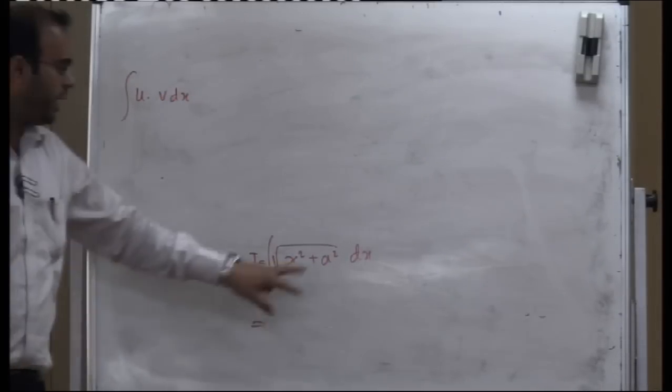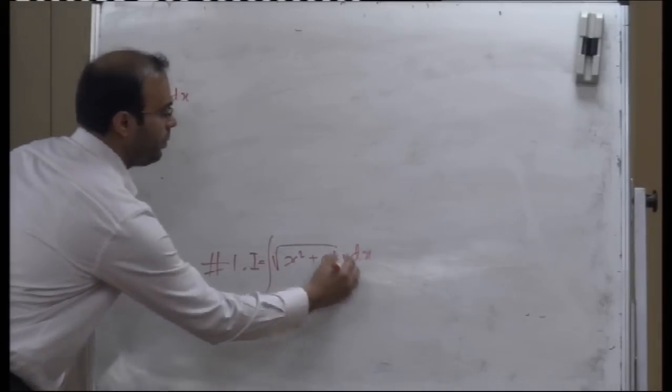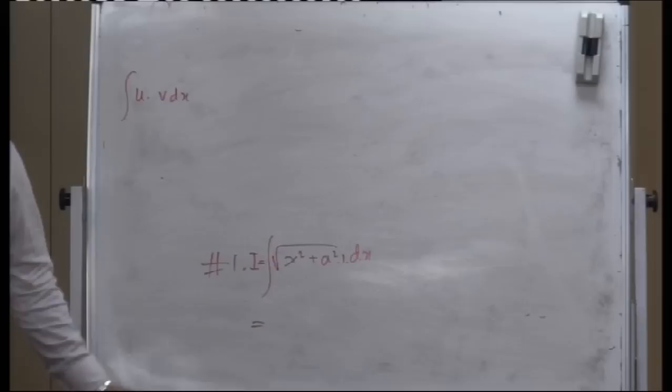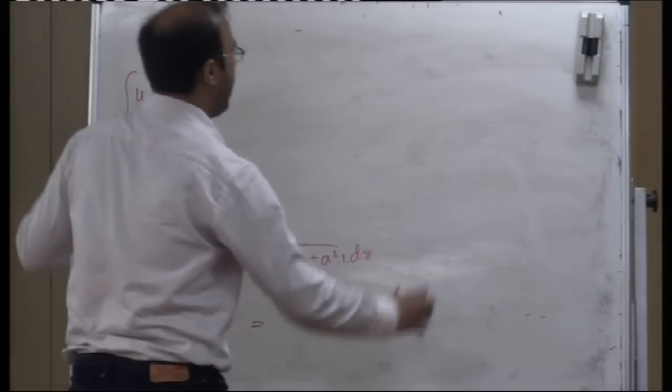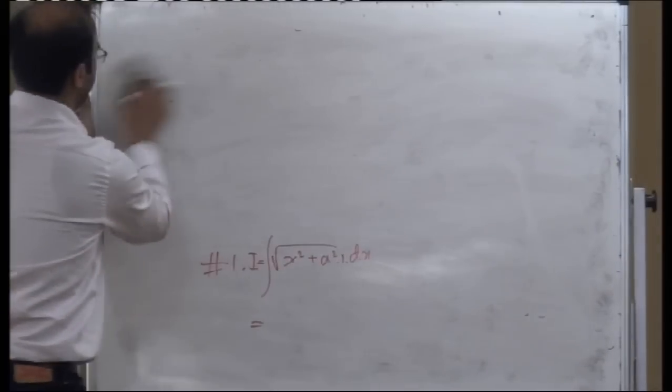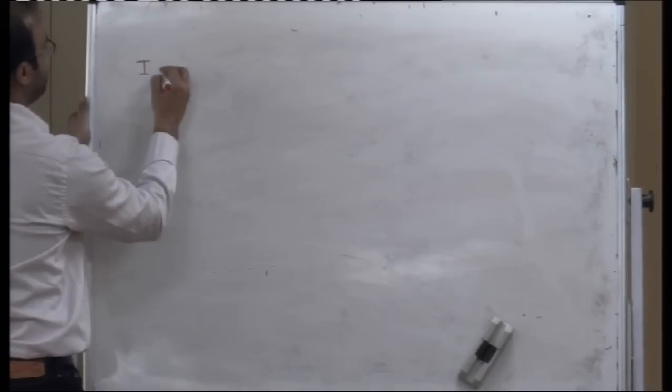So you take it as the first function, 1 as the second function. Actually 1 is multiplied here, which you take as the second function, and then you integrate by parts. So the derivation part I have to leave for the next class. Right now just remember this formula.